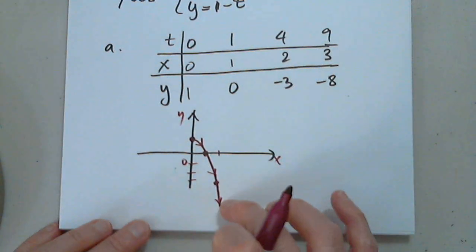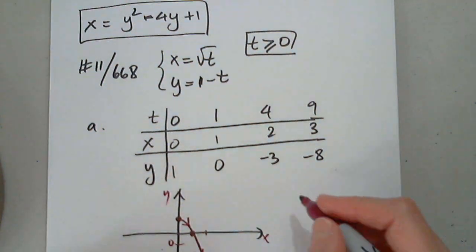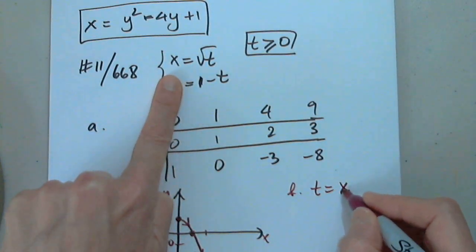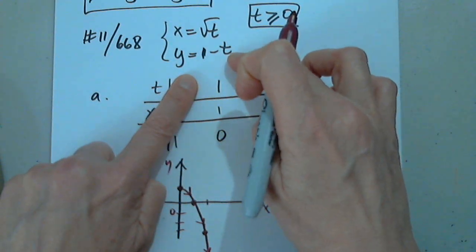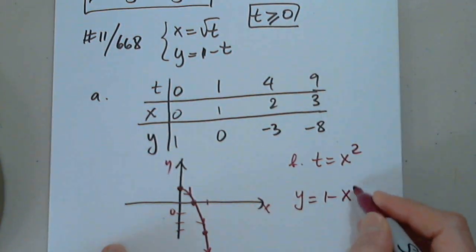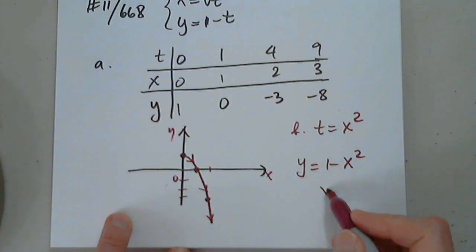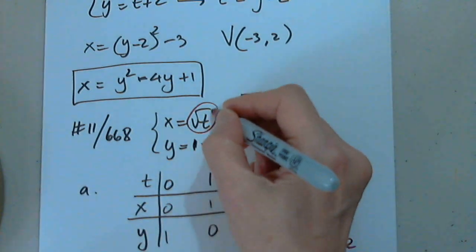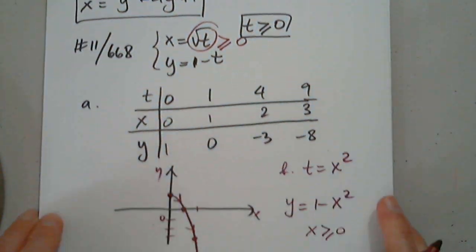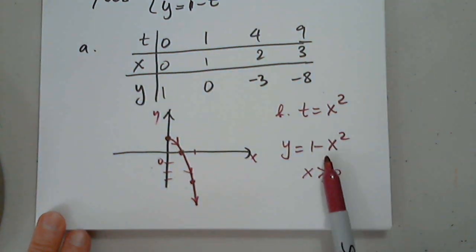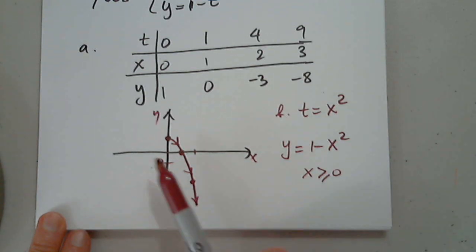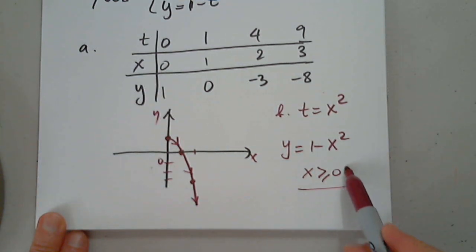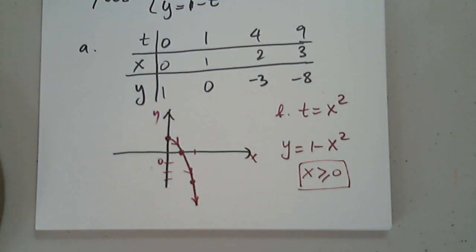Let's see if we get this by eliminating the parameter. So in part B, I will square both sides to get t equals x squared, and I will replace it in the second equation. So y equals 1 minus x squared, and of course only for x greater than or equal to 0, because this is a quantity that is always greater than or equal to 0. So that's exactly what we have. We have this parabola, 1 minus x squared, but only for x greater than or equal to 0. Good.